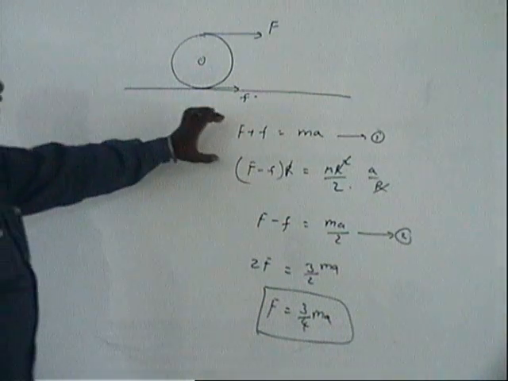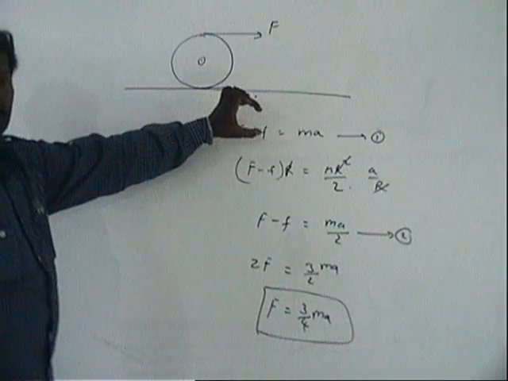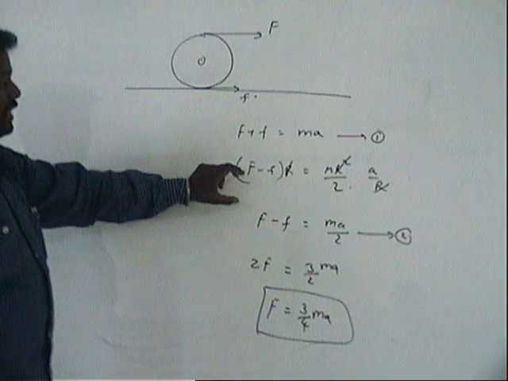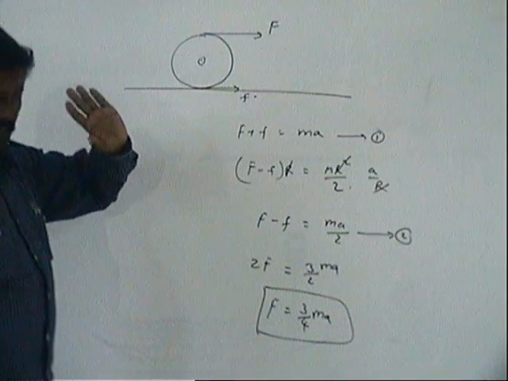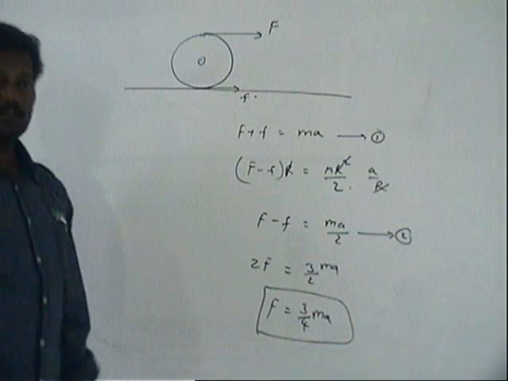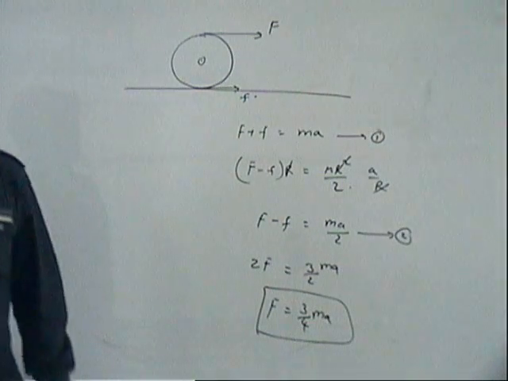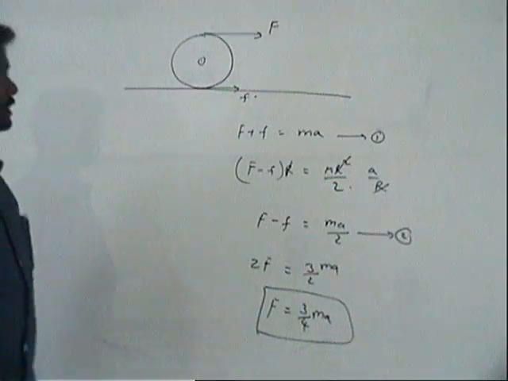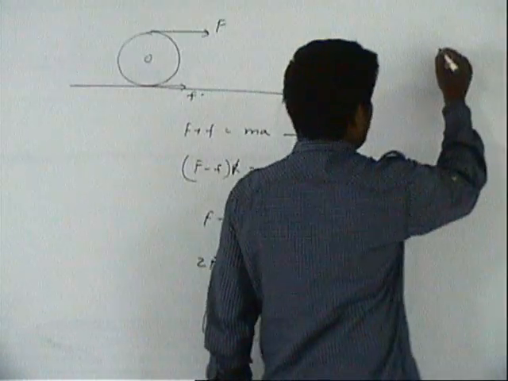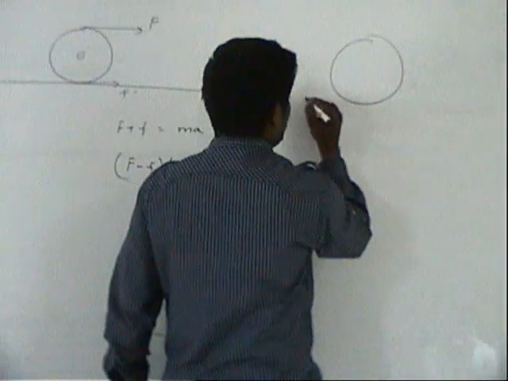So we have used the principles here: the force equation, the linear equation, and the rotational equation, that's torque equal to I alpha. About which point are we taking the torque? About the same point the moment of inertia has to be taken. That's very important.